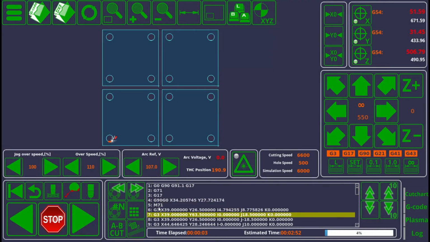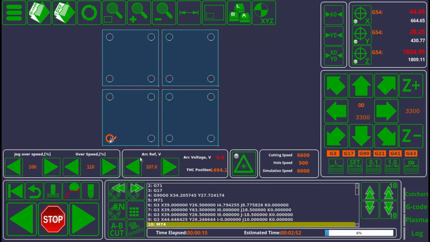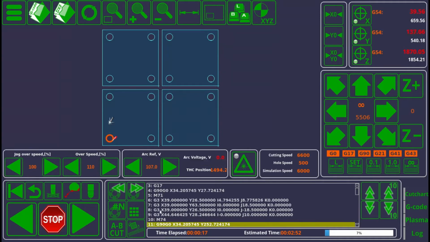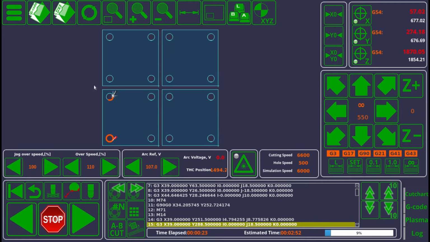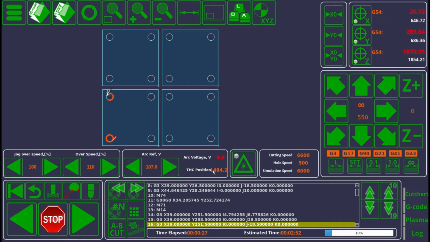So our THC system is on because we have launched the M71 code, and we have our THC position that keeps on rising, trying to accommodate this difference between our arc voltage and our arc reference voltage. Next, we're going to the second section, which has the M14 and M15 codes. So we are currently cutting, however our THC position is frozen in place here. So our THC system monitoring is paused.